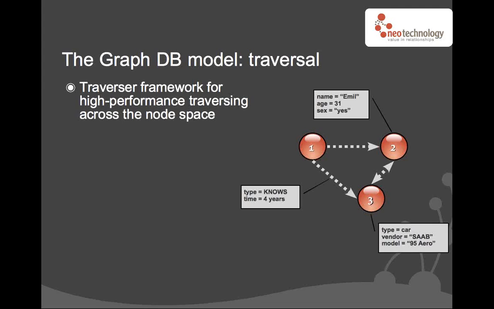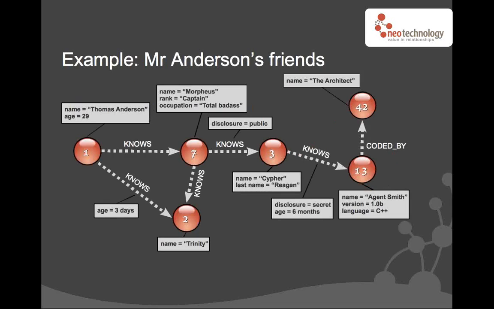Okay, so we know how to put data in there, but of course there's no use putting data in there if you can't get it out of there, right? And for that, we have a traversal framework. If we take then a step back to our example, the Matrix example, the social graph from the Matrix movies, what if we wanted to figure out the friends of Mr. Anderson?